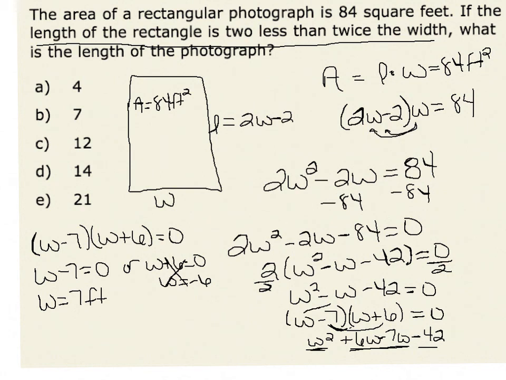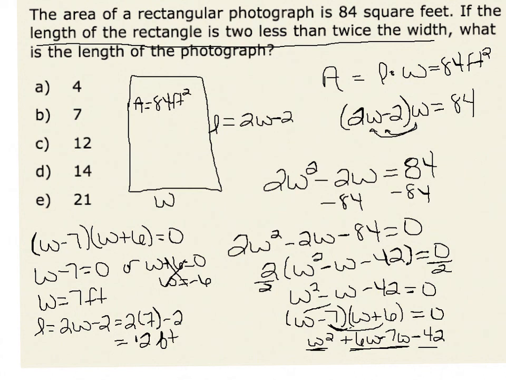Now I need to find the length, and the length is given by taking twice the width and subtracting 2 feet. In this case, I'm going to take 2 times 7, and I'm going to subtract 2, or 14 minus 2, which is equal to 12 feet. In this case, I have a length of 12 feet.